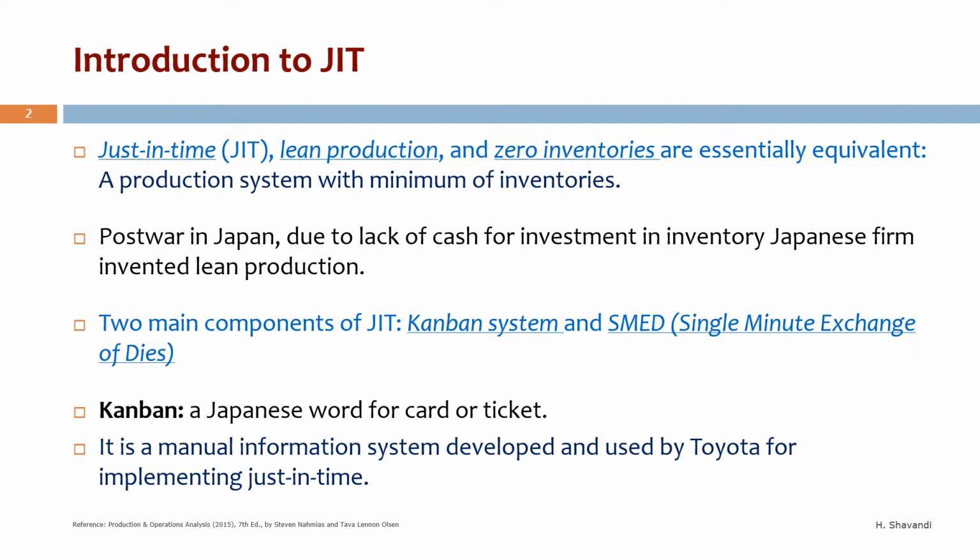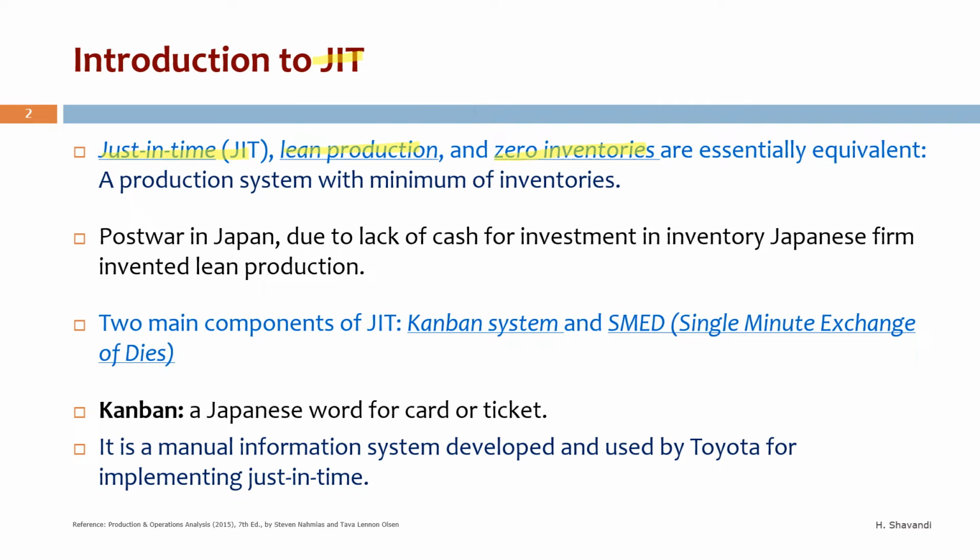Let's start with an introduction to just-in-time. Just-in-time actually was invented by a Japanese firm after the post-war period. They had limitations on cash, so they were not able to invest in inventories. Because of that, the Japanese firms invented lean production. So anytime we see the terms lean production, just-in-time, or zero inventories, they are all equivalent terms, talking about a production system with a minimum of inventories.